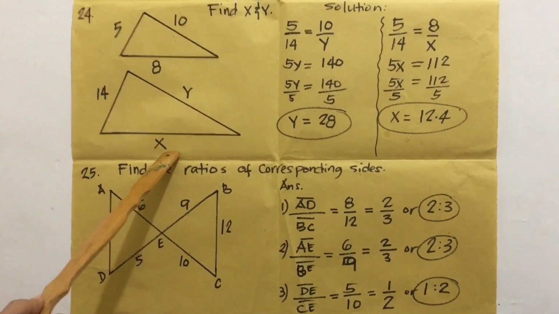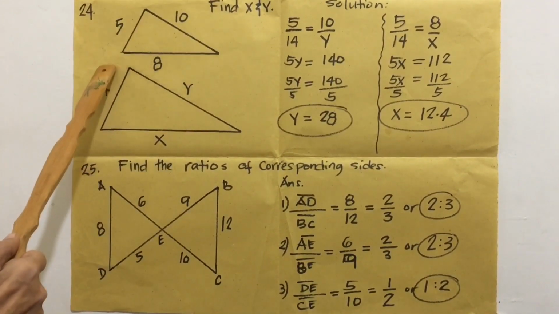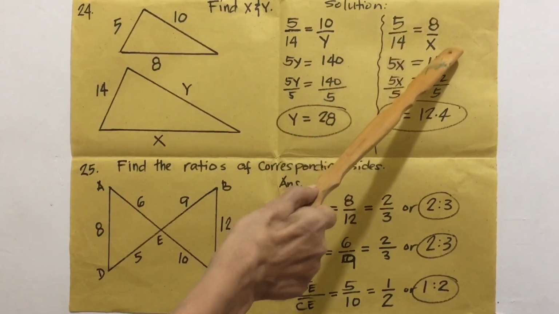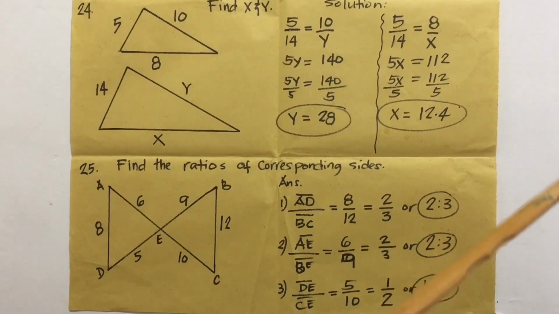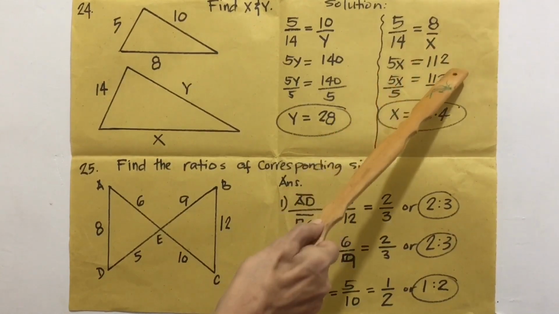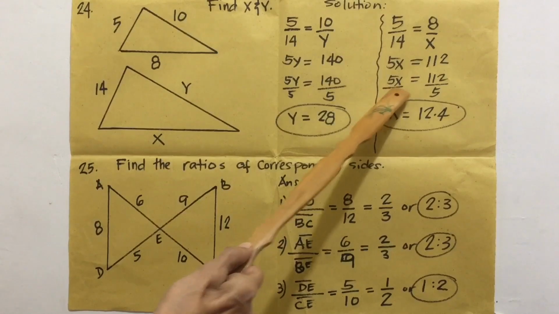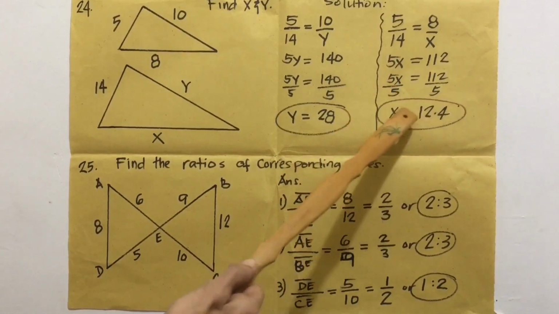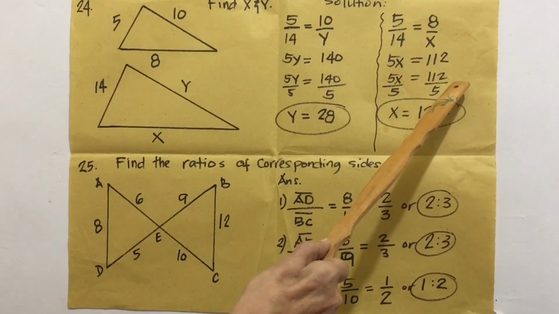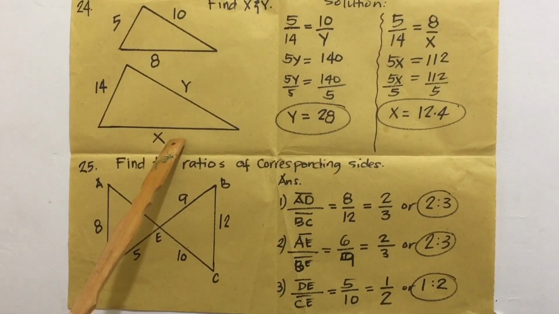Next, we're going to solve for x, so we will set up again the proportion: 5 divided by 14 equals 8 divided by x. Then after the proportion, we're going to cross multiply. 5 times x equals 5x, 14 times 8 equals 112. Then eliminate the numerical coefficient of x, which is 5, dividing both sides by 5. Then 5 divided by 5 equals 1 times x equals x. 112 divided by 5 equals 12.4. So the value of x is 12.4.